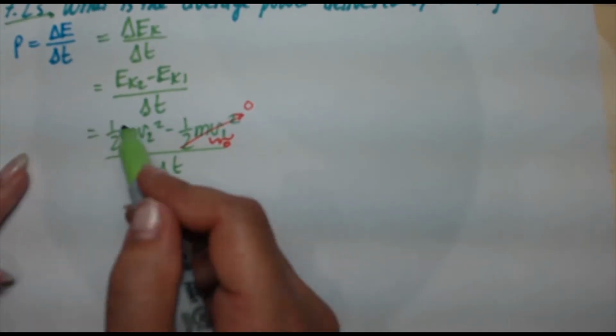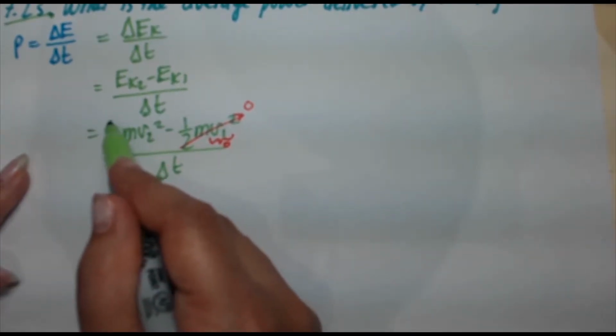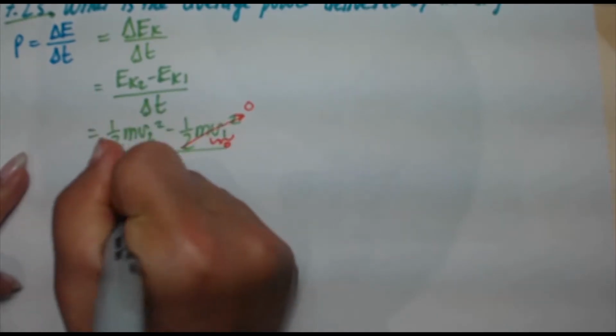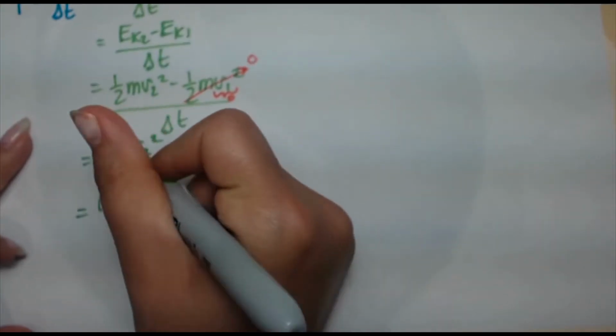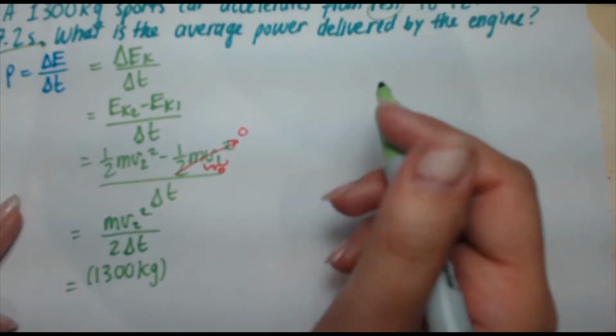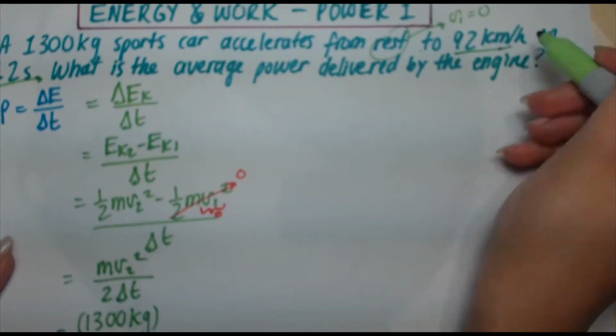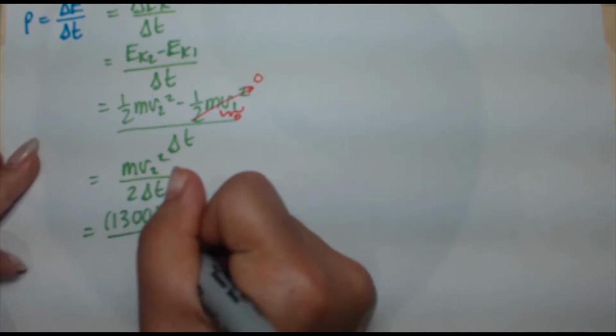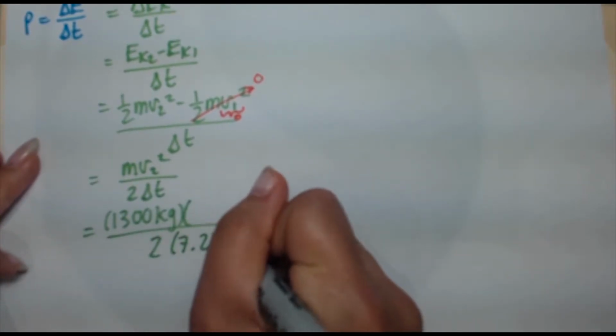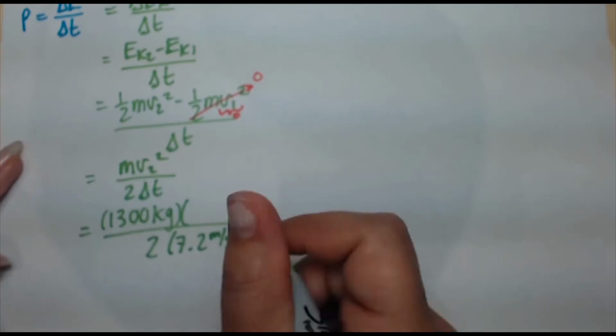For the next line, you see that half in the numerator. I'm going to do it so that the 1 stays in the numerator, but the 2 comes to the denominator. In other words, you're going to end up with mv2 squared over 2 delta T. So plug in your mass. The car is 1,300 kilograms. V2, they gave it to us in kilometers per hour, so we're going to have to convert that. I'm going to leave an empty bracket here over 2 delta T, 7.2 seconds. While I do that, let me figure out what V2 is in the correct units.